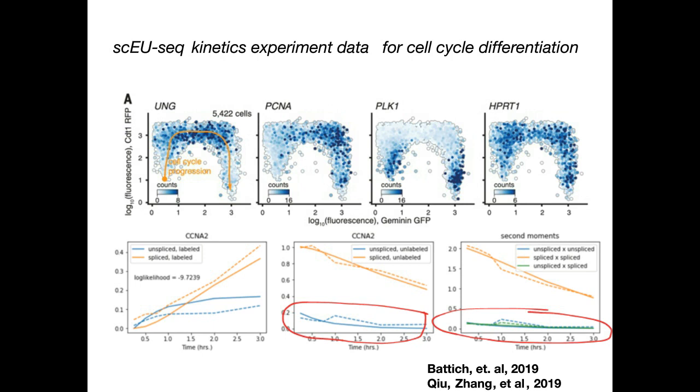Also, you can see the labeled RNA, as expected, always increases, whereas the unlabeled RNA, also as expected, gradually decreases. However, we do see that the unspliced unlabeled RNA in general has very low expression. This indicates that for the kinetics experiment, it's not ideal to use unspliced unlabeled RNA to estimate beta and gamma, but it's optimal to use the labeled RNA to estimate alpha.